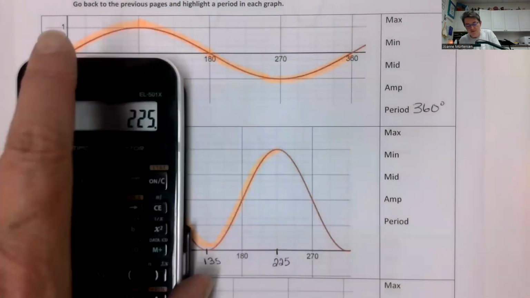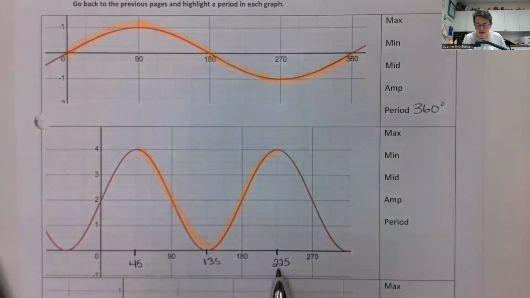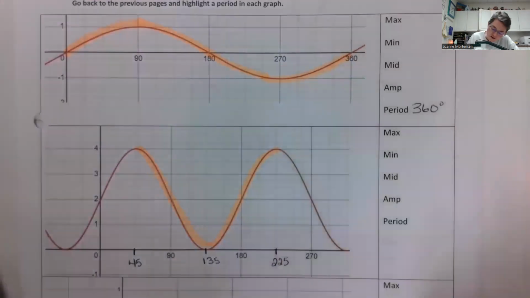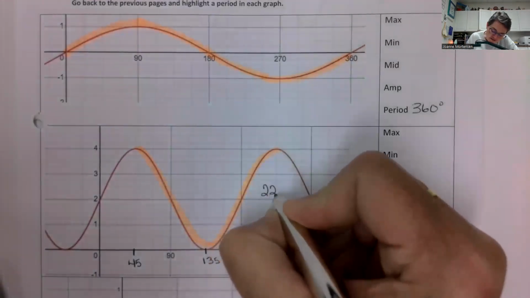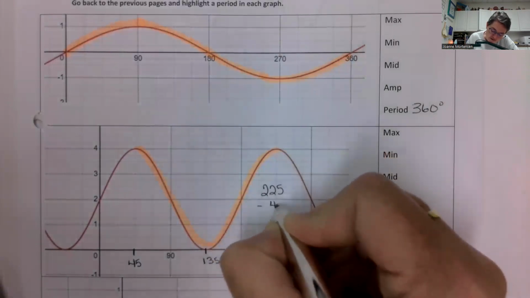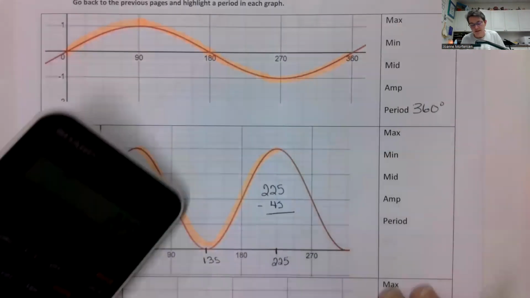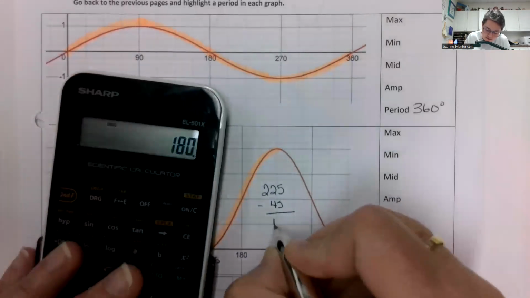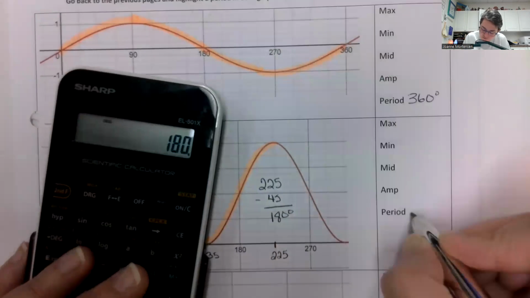Now we got to be careful. We can't say our period is 225 because we didn't start at 0. So we could say 225 minus 45. I think I know the answer, but I don't want to be wrong. It's 180 degrees.